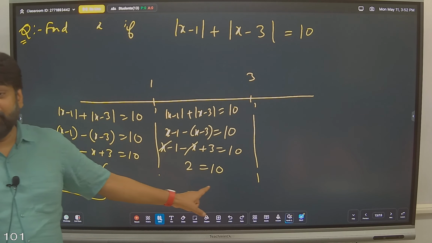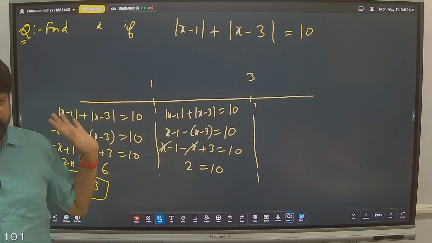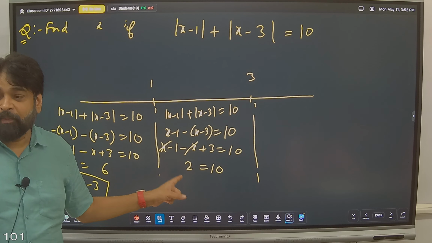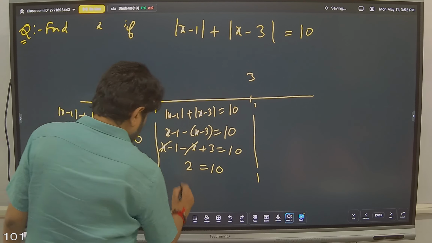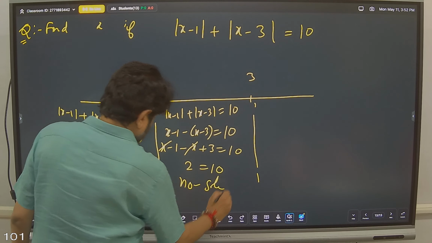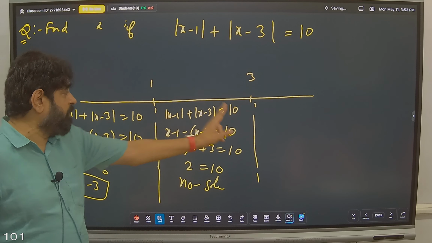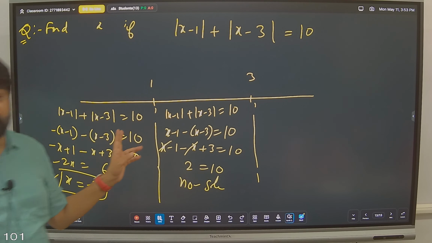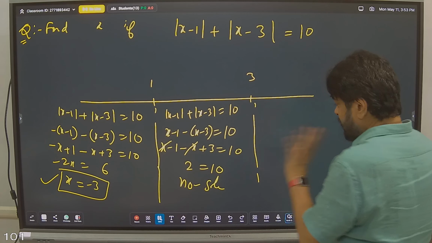Whenever x disappears, this is called a statement. Is it always a true statement or always false? So in this case, what will you say? No solution. Means this question does not have a solution between 1 and 3. Are you getting my point? This question does not have a solution between 1 and 3. So, this area is useless, leave it.